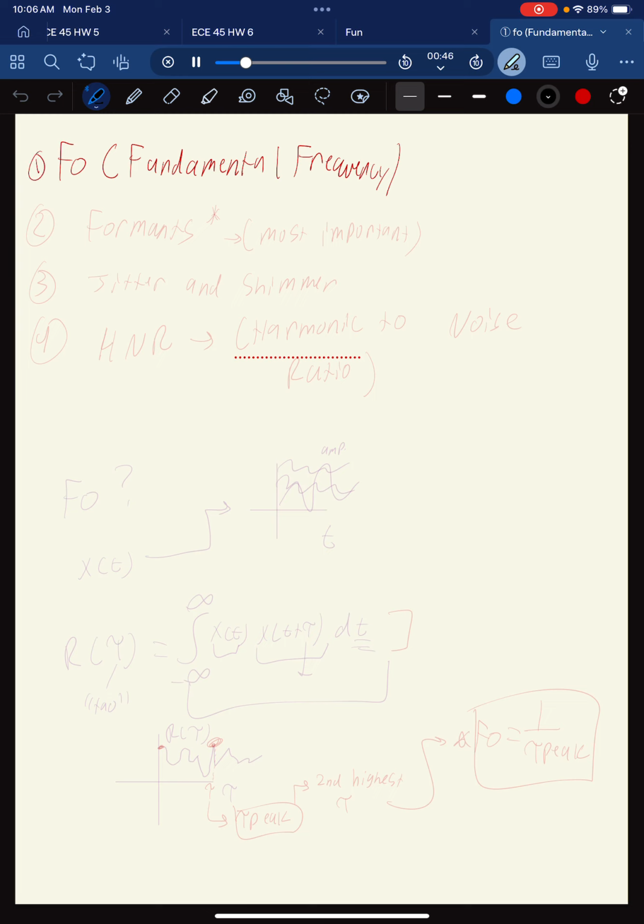Then we're going to have, oh boy, performance. Now look, these are, I would say, the most important. This is the most important variable. We have jitter and shimmer. And then we have HNR, or harmonic to noise ratio.